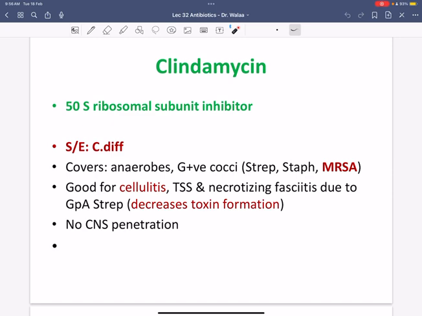They're the drug of choice to treat cellulitis and necrotizing fasciitis, and they exert an antitoxin effect. So in a case of toxic shock syndrome, for example, you add clindamycin. So again, they're not used as monotherapy. You add them as antitoxin medication because they decrease the toxin formation. They have very poor CNS penetration, so they're not to be used in case of, for example, meningitis or encephalitis.